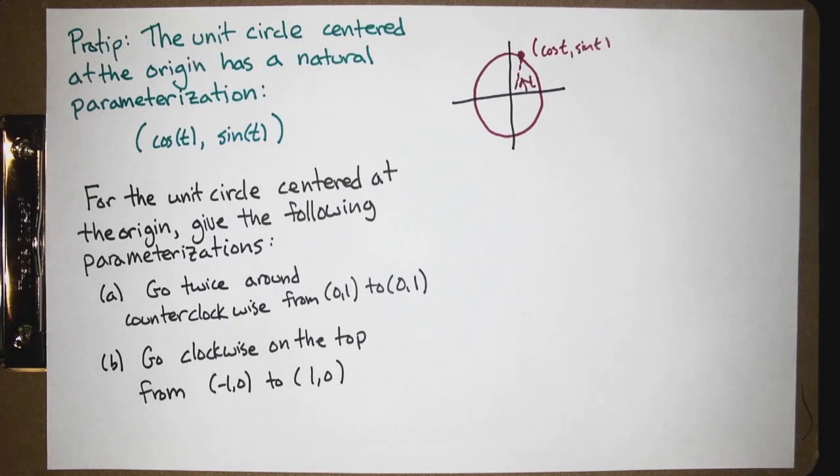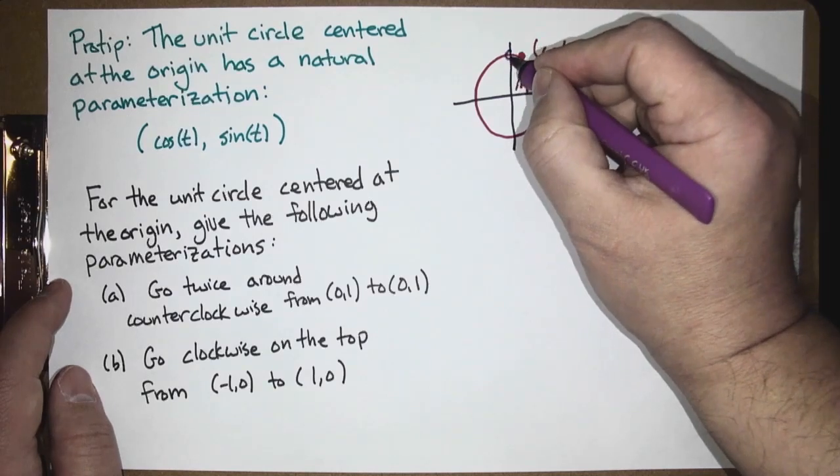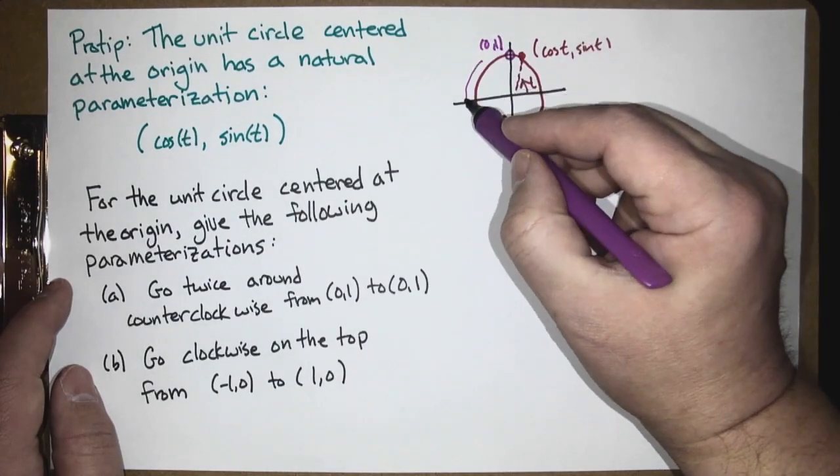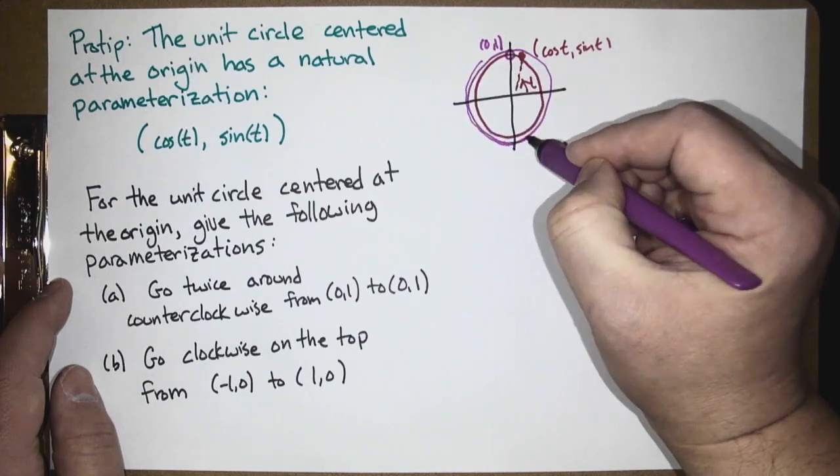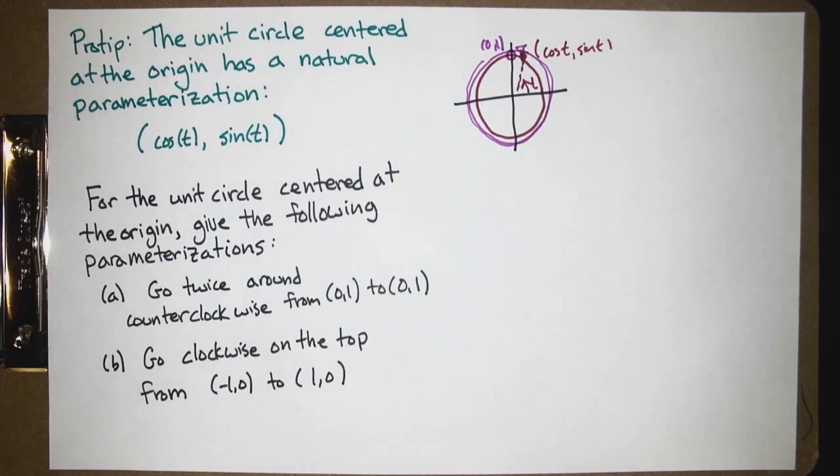All right, so here are some questions. For the unit circle centered at the origin, give the following parameterizations. Option A: go twice around counterclockwise from 0, 1 to 0, 1. Where is the point 0, 1? That's the top. So it's telling us we need to circle around once, twice, and stop. All right. Well, what can we do? Any suggestions?